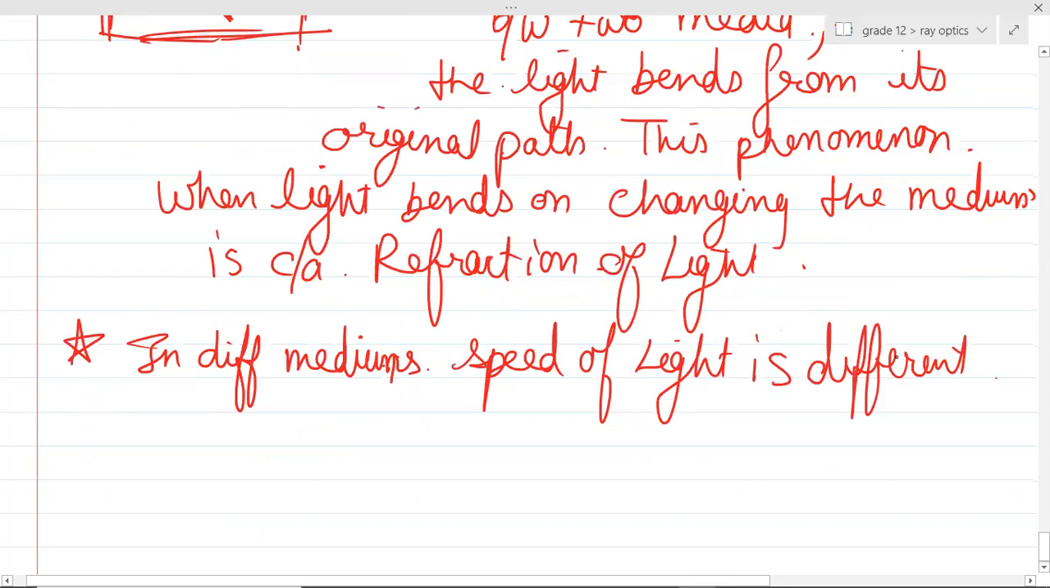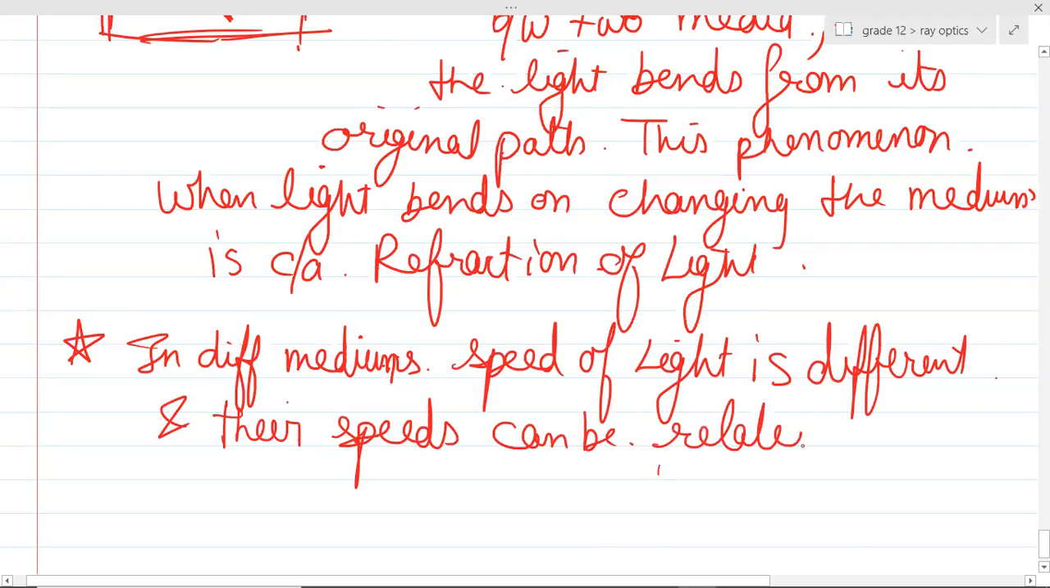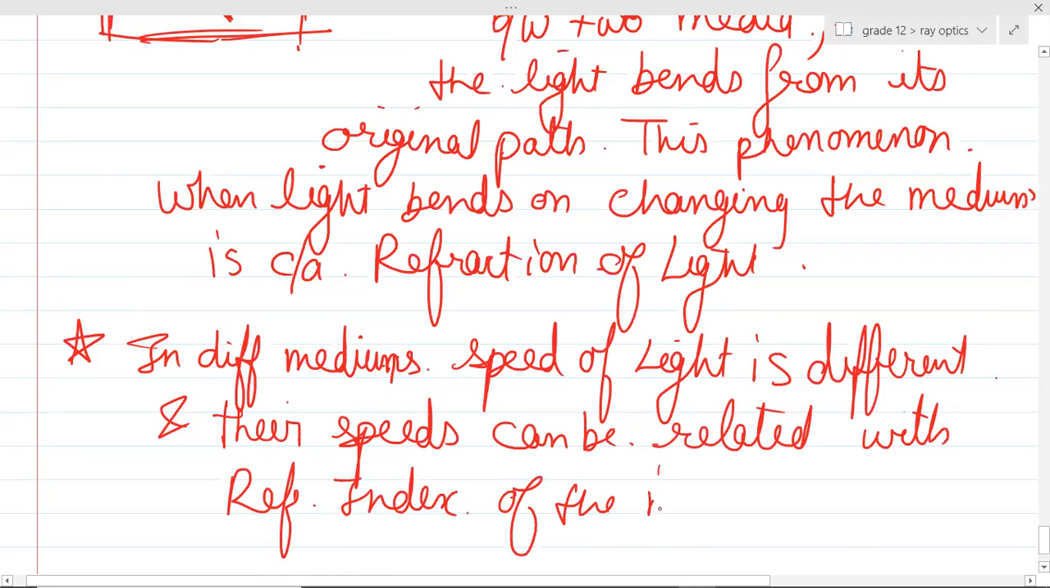In different mediums, the speed of light is different. We all know that the speed of a wave depends on the medium, right? And light is a wave, right? When we talk in terms of wave optics. So in different mediums the speed of light is different, and their speeds, which we'll learn later on, can be related with something called the refractive index of the medium. So later on we'll relate the speed with the refractive index of the medium.